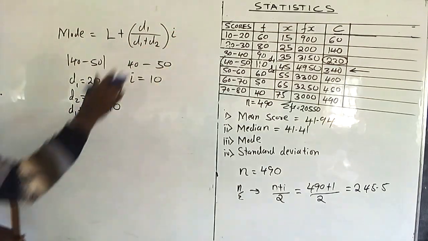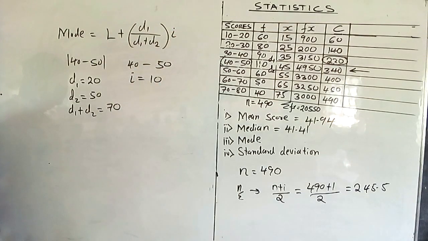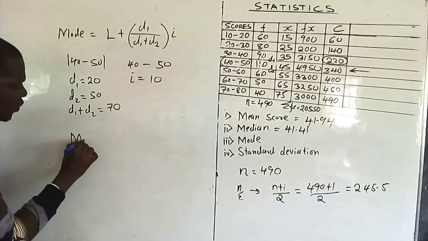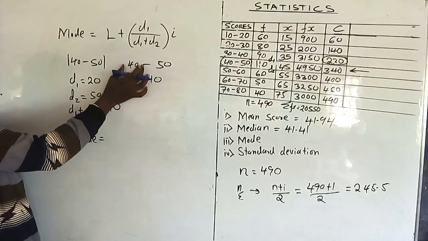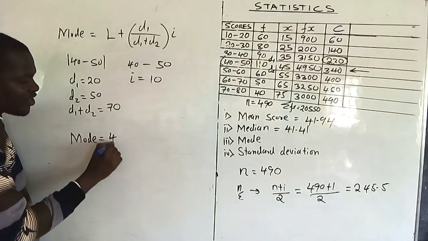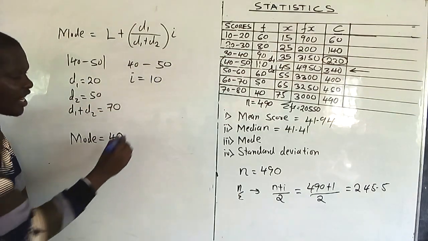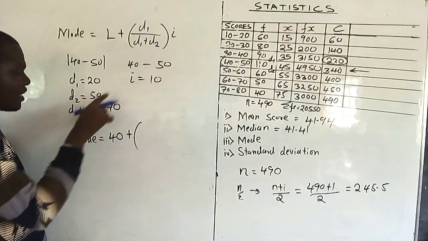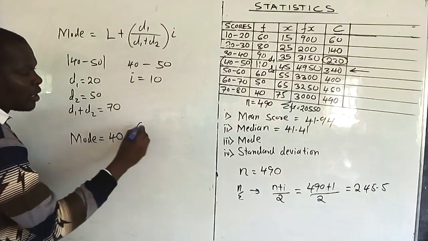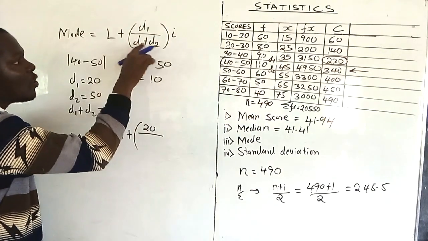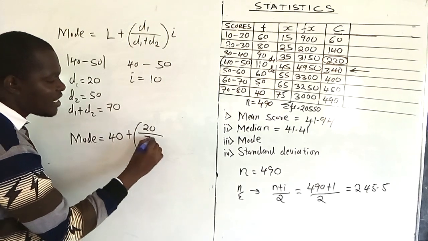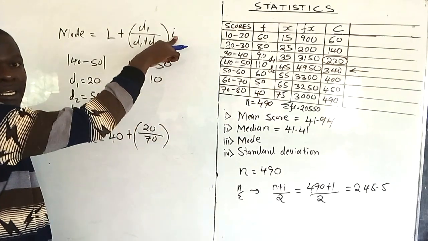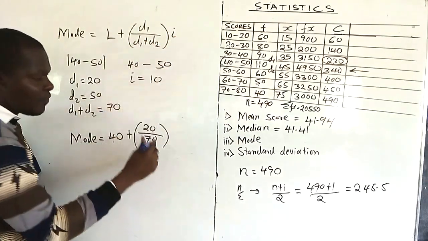After we found everything, we now substitute in the formula, isn't it? So when you substitute in the formula, you get the mode is the lower class limit of the model class, which is 40, then it is plus D1, which you found to be 20, over D1 plus D2, which you found to be 70. Then it is times the class interval which you found to be 10.